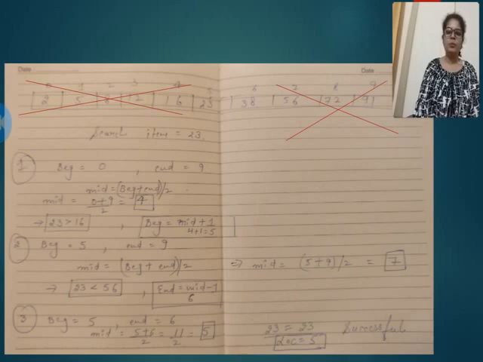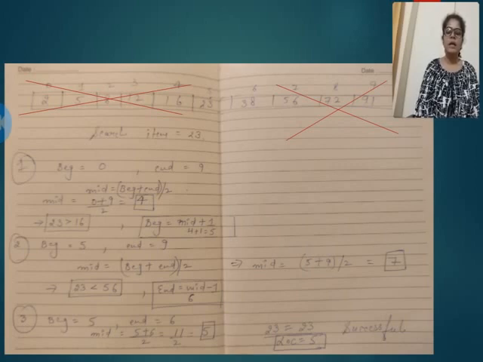Now step number 2. We again have to calculate mid. Now the new beginning value is 5 and end is the same as the previous, that is 9. Now again calculate mid by applying the formula beginning plus end divided by 2, that is 5 plus 9 divided by 2, which is equal to 7. Now check the index number 7. The element at index number 7 is 56.